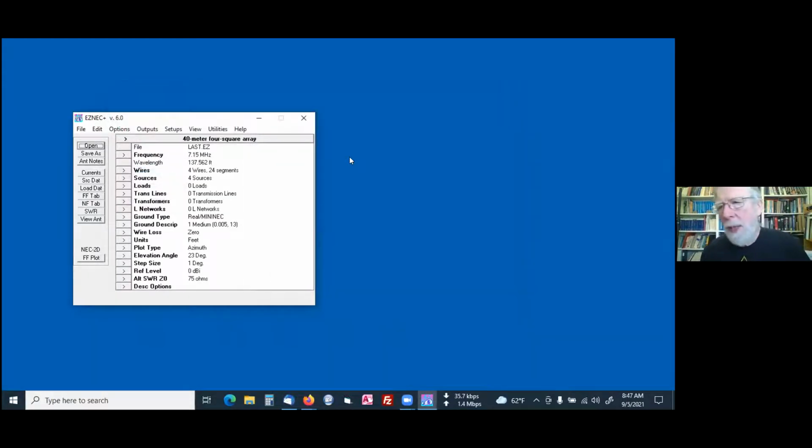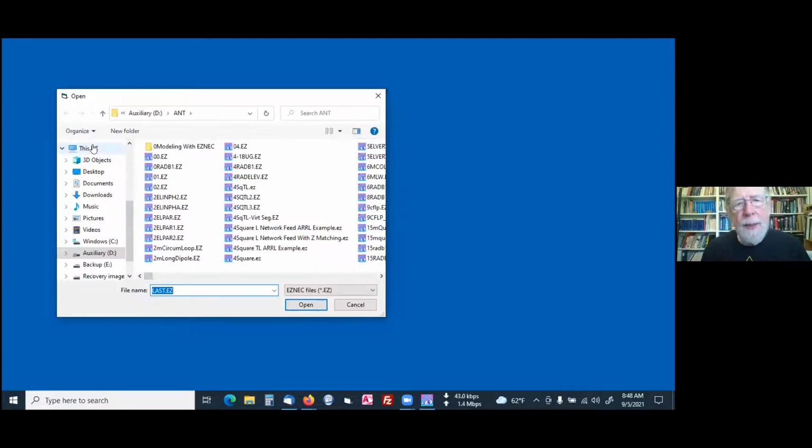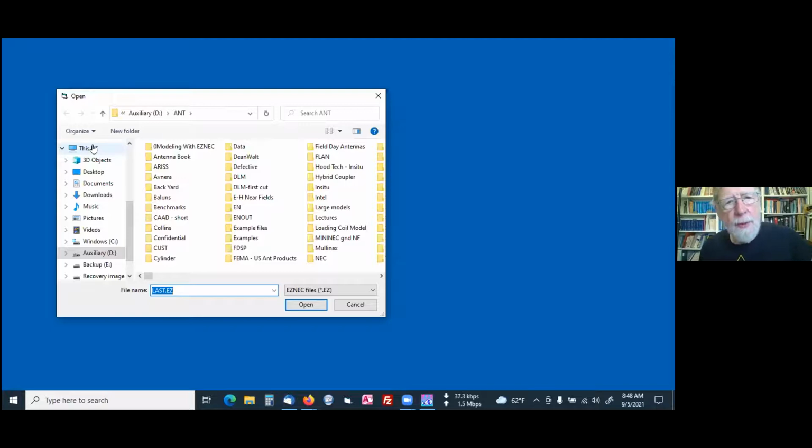Now I'm going to show you how EZNEC, or any other modeling program, can be used to illustrate some of the fundamental principles of antenna operation. What I'm going to do is start with a really simple one of the example files, which is Vert1.